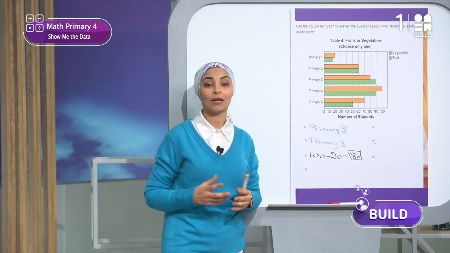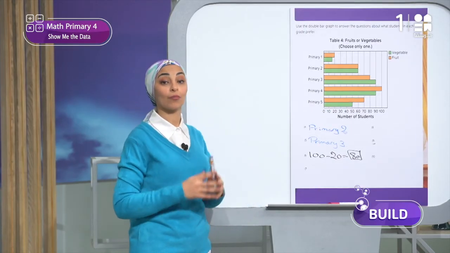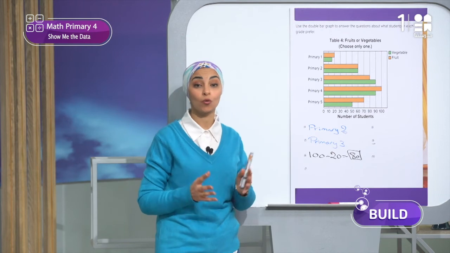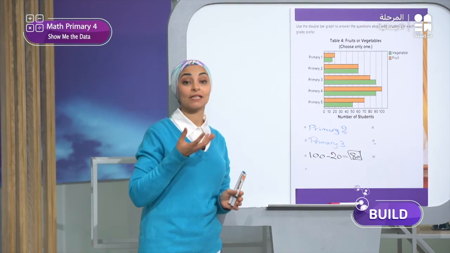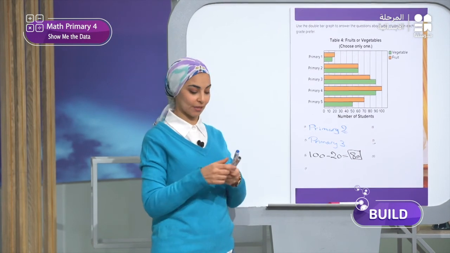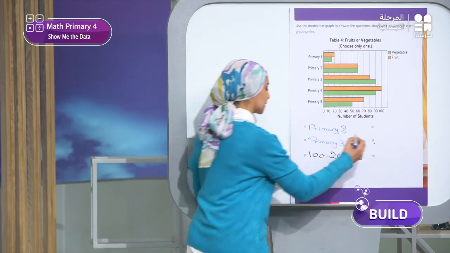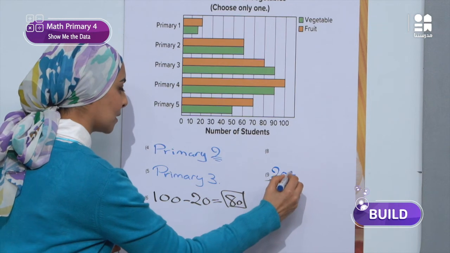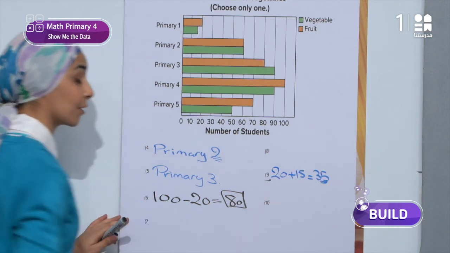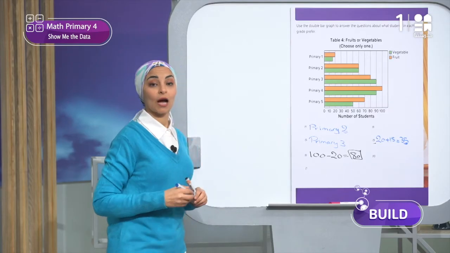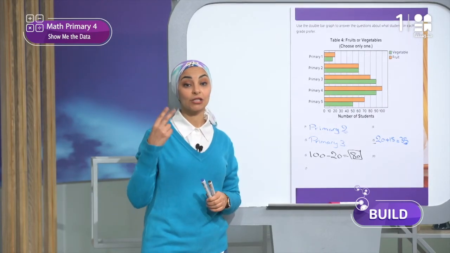Okay. Now what does this mean? It means the number of students who participated in this survey in grade 1 is 20 plus 15. Let's write 20 plus 15. 20 plus 15 equals what? Equals 35 students. Now the number of students in grade 2 is what?